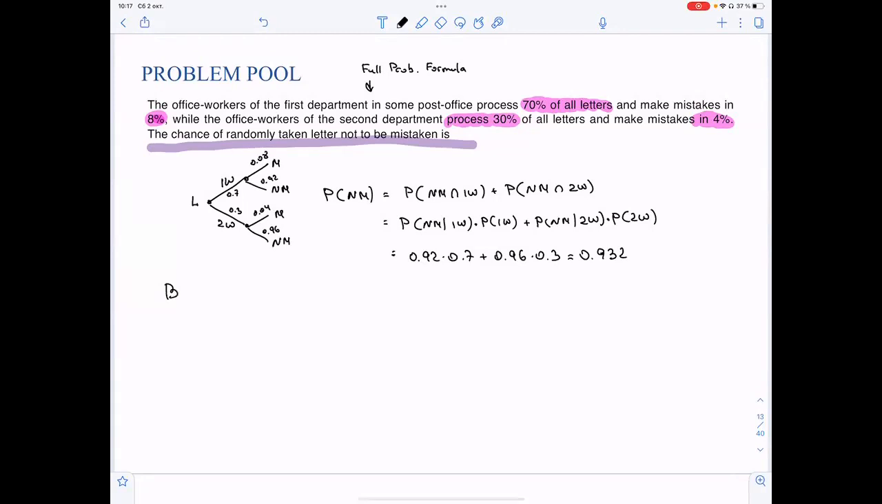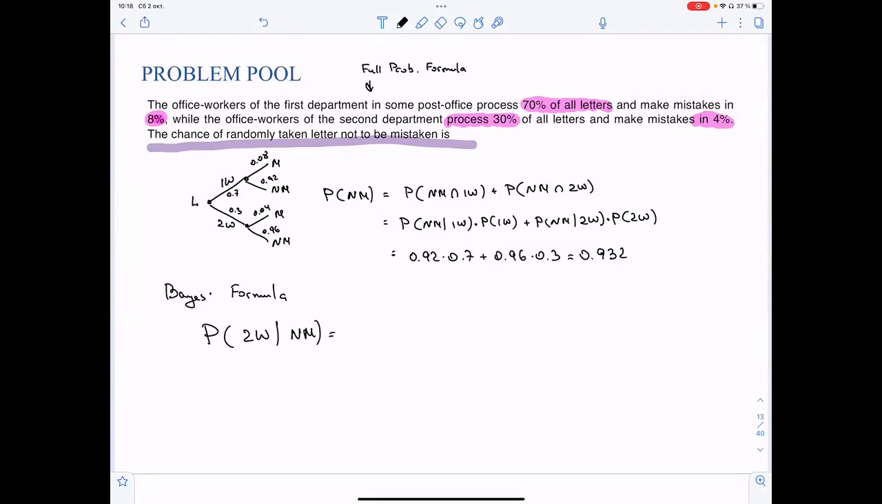Now let me apply the Bayes formula to ask you the following. Could you please evaluate the probability that a letter was processed by the second worker, given that a randomly picked letter had no mistake in it? So what has happened: we grabbed a letter at random and see that it has no mistake. And given that information, could you please estimate the probability that it was processed by the second worker?